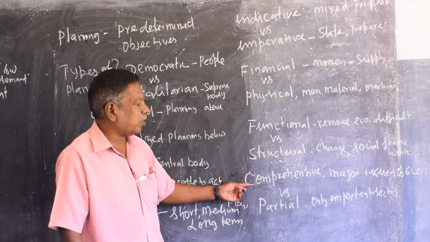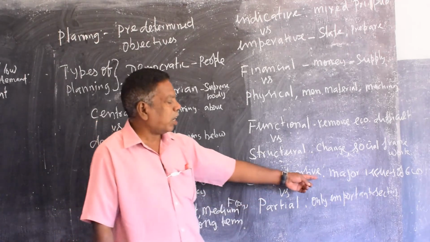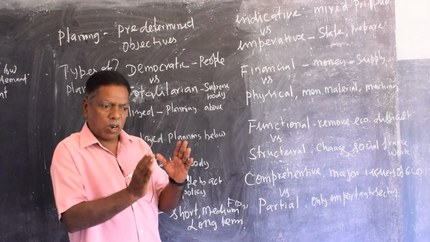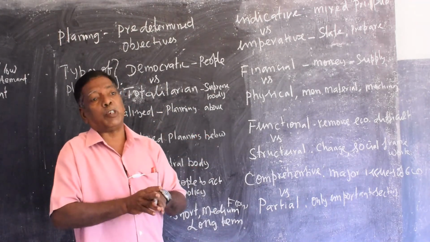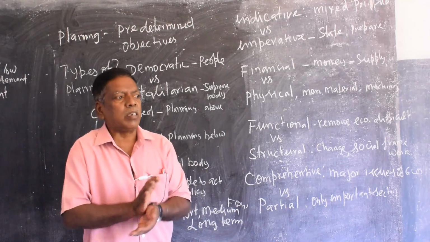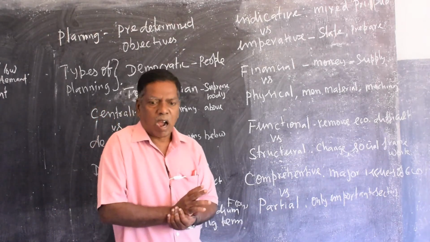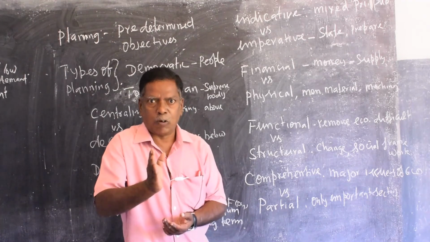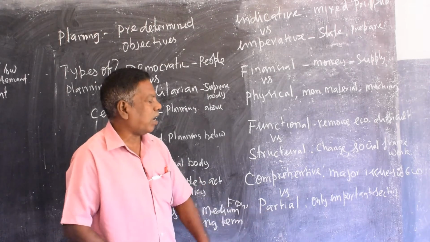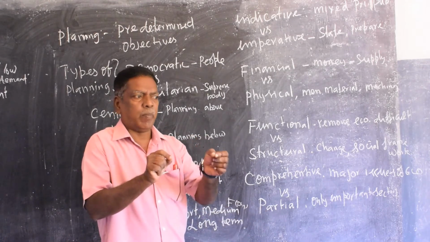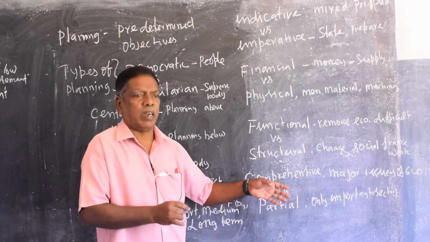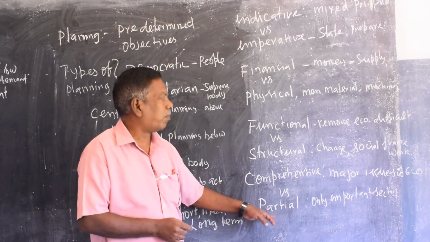Then comprehensive. Major issues of the economy. The plan is directed towards the major issues. Though we are having so many problems, of these, which is the very major one. Now in this situation, the major one is how to control the disease. Okay, and partial. Some important sector will be given consideration for the development and fulfillment of the planning.